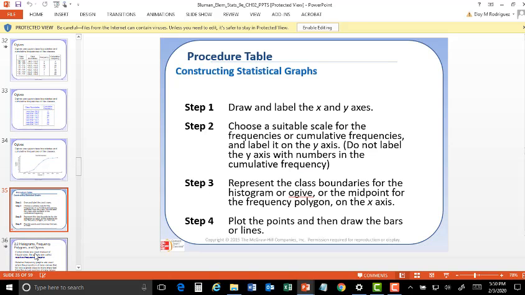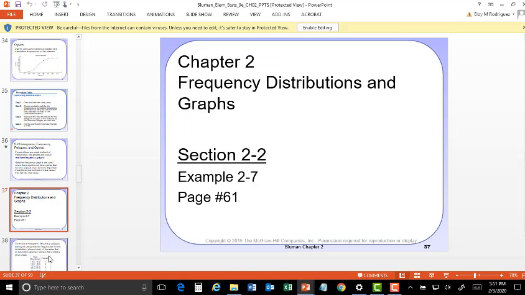Okay, so constructing a statistical graph: you pick a suitable scale, depending on how wide your range is, and plot the points, draw the bars. So, frequency distribution.